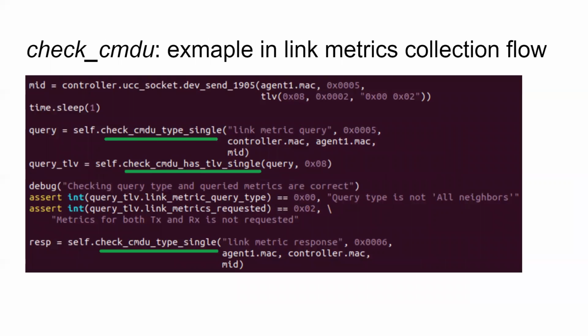If you can, please use the check CMDU family of functions. They look quite self-descriptive. For example, here we send the link matrix request. It's in the first line.